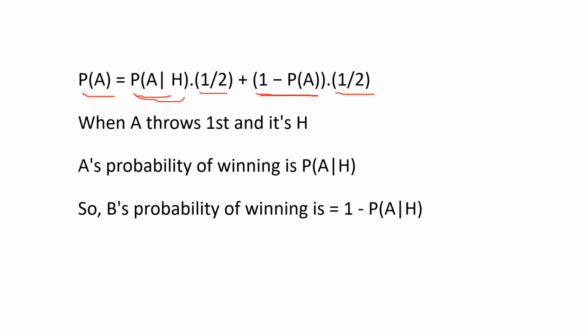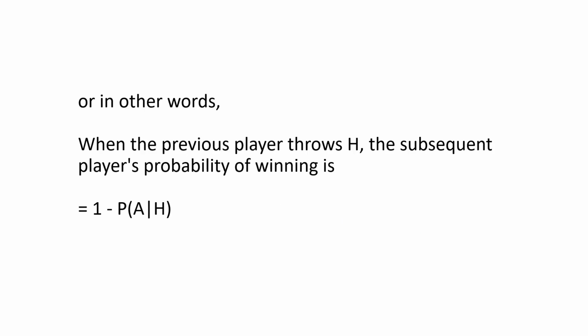So now we look at this part, probability of A winning given A tosses heads. Now when A tosses heads, A's probability of winning is probability of A given H. So B's probability of winning would be 1 minus probability of A winning given A tossed heads. In other words, when the first player throws a heads, the subsequent player's probability of winning is 1 minus PA given H.